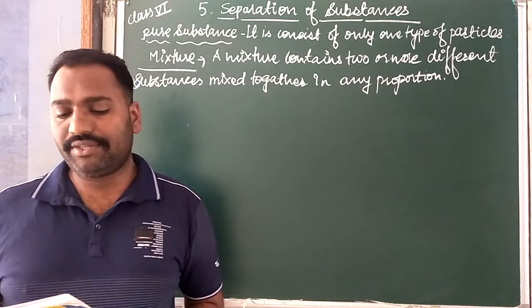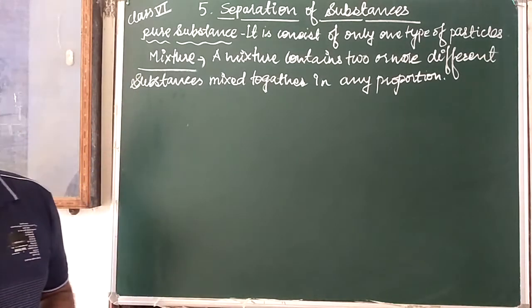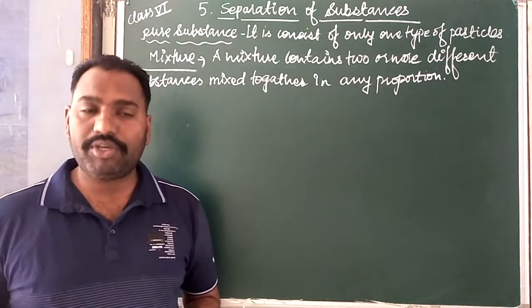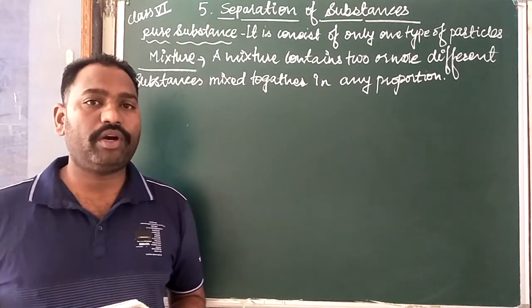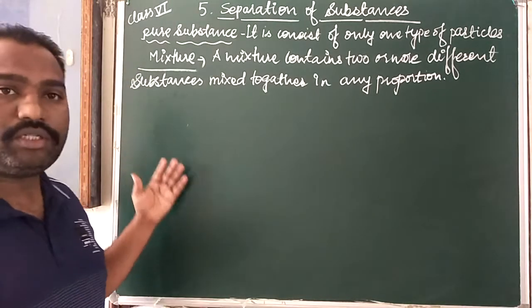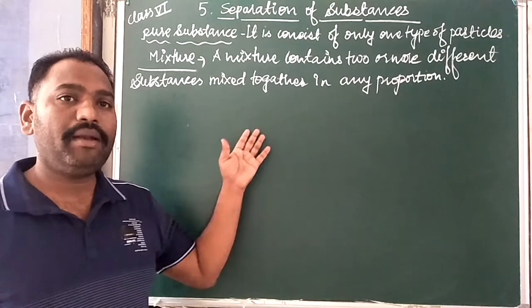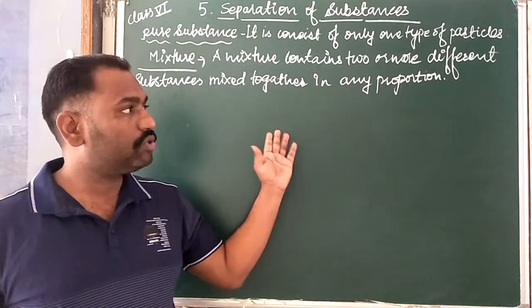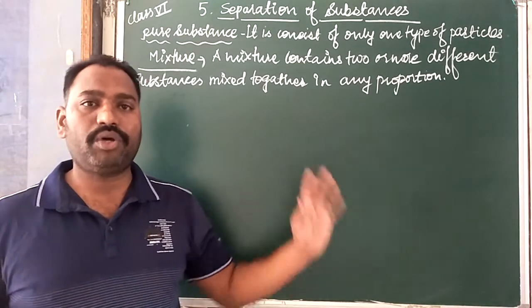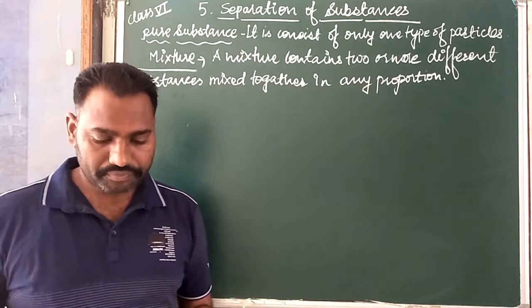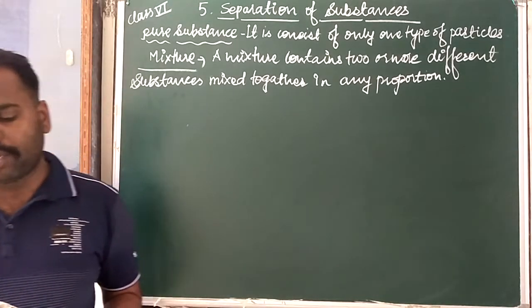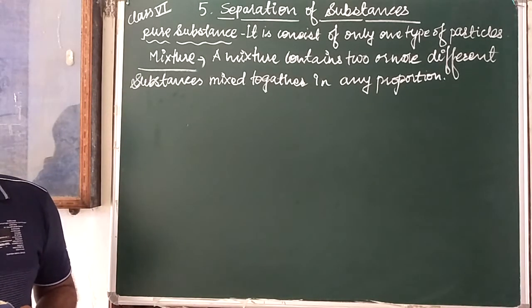Each of these substances retains its characteristic properties. For example, sugar solution in water is a mixture, because sugar is a solute, water is a solvent, and both are mixed together, so we tell this is the sugar solution. Here the properties of sugar and water do not change on forming a solution.